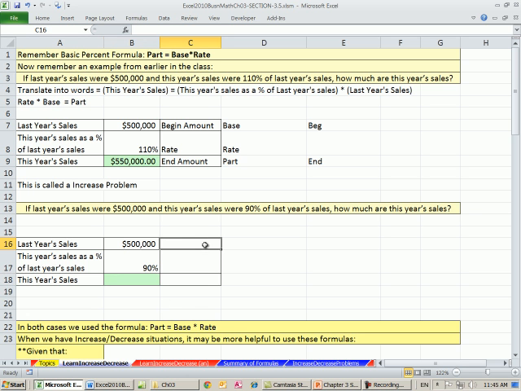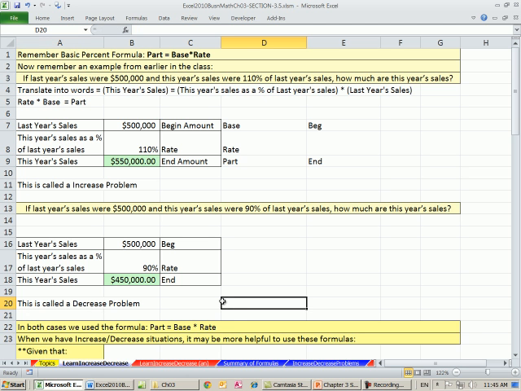This year's sales, well, I'm going to use my new terms here. This is the B, and I'm going to use BEG for begin. This is the rate, and I'm trying to calculate the end amount. So now I'm going to multiply these. 450,000. So then this is what? A decrease problem. We went down.